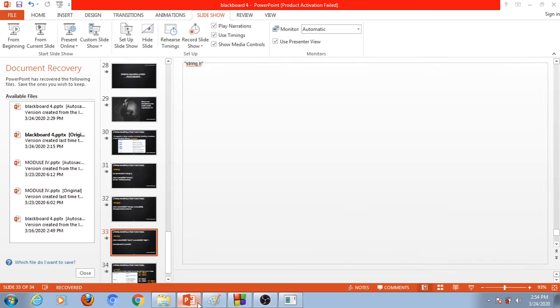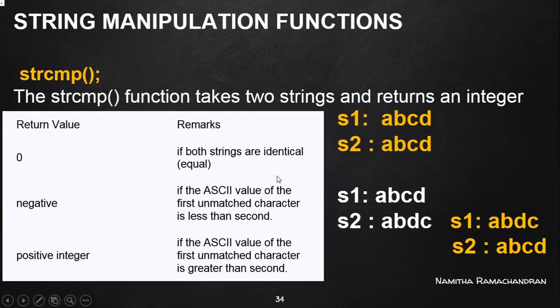Okay, now we can consider the next type of string manipulation function, that is the strcmp function. This function is used for comparing two strings. It compares two strings and returns an integer value, and the returned value becomes 0 if both strings are identical. If the two strings are not equal, then it returns a non-zero value, sometimes a negative or a positive integer. If both strings are equal, it returns 0, otherwise it returns non-zero values.